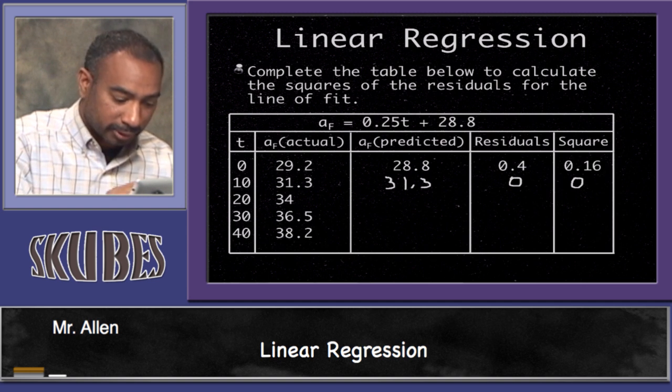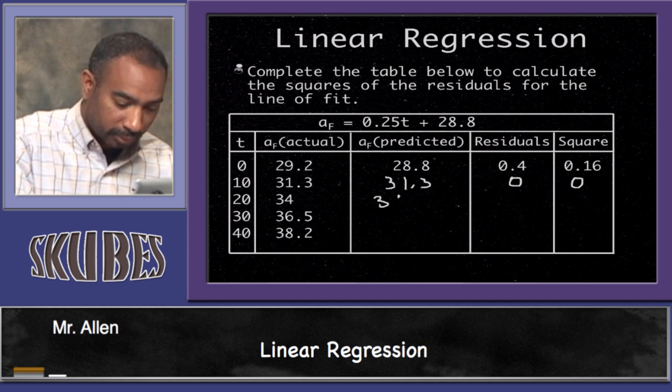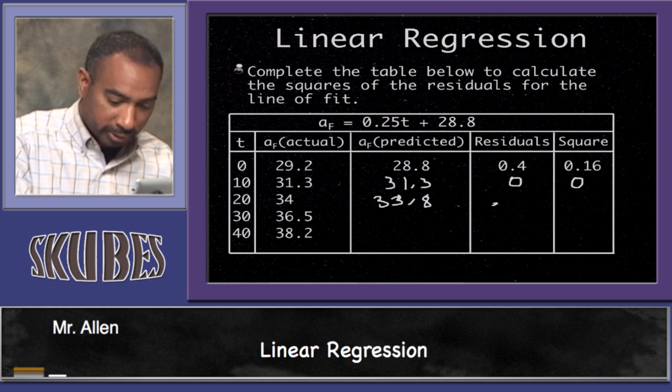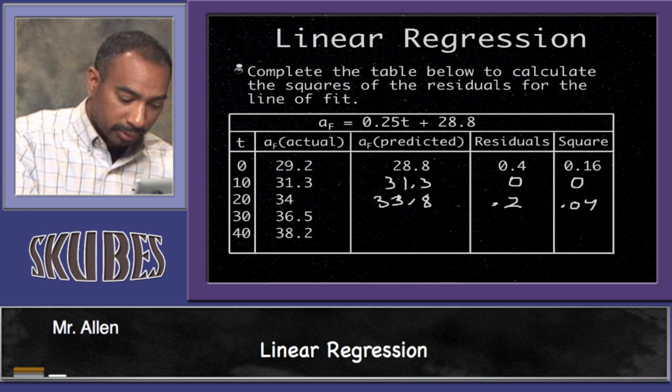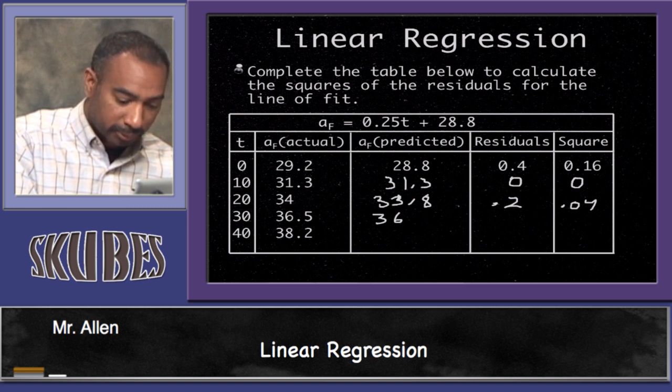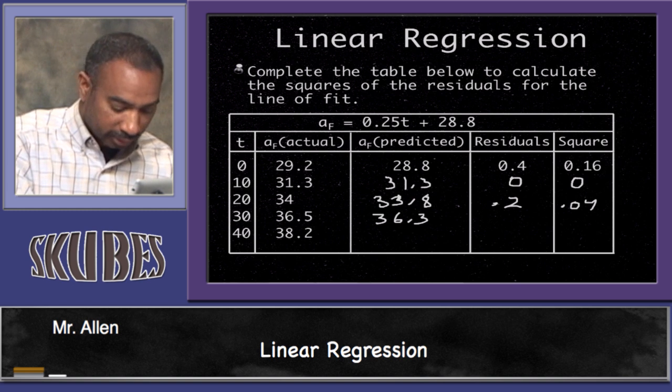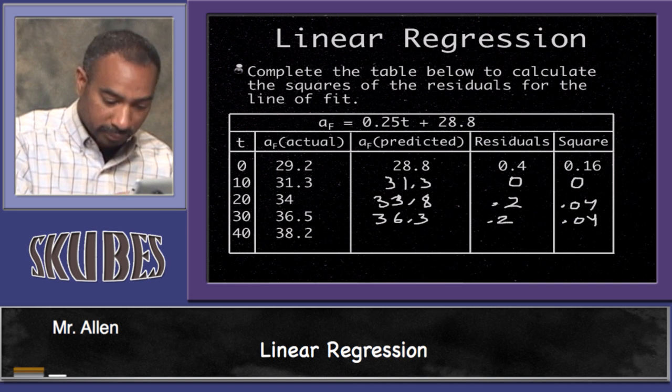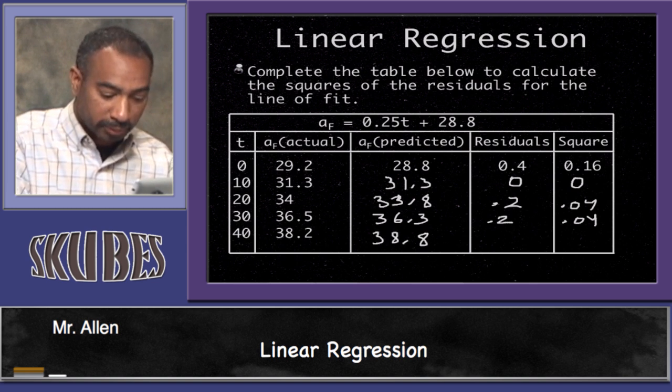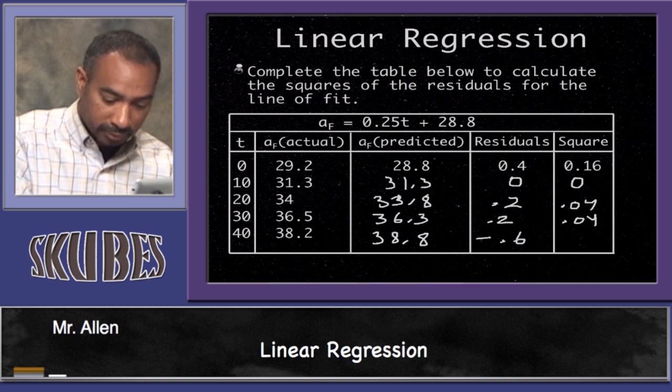If I plug in 20 for t, you should get 33.8. And if I take the difference, I'm going to get 0.2. I square the result, I get 0.04. If I plug in 30 for t, I get 36.3. I take the difference, I get 0.2. And again, I square that, I get 0.04. If I plug in 40 for t, I get 38.8. I take the difference between the two, I get negative 0.6. If I square the result, I get 0.36.